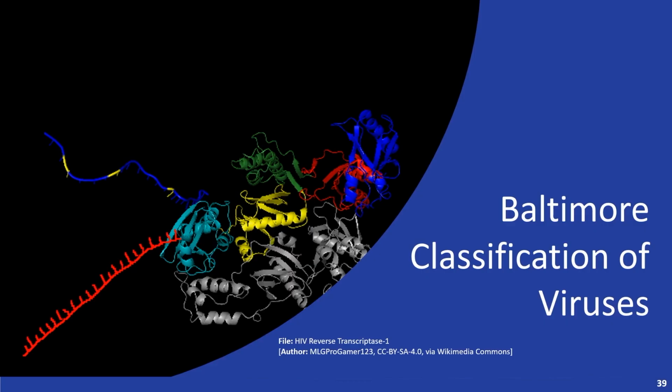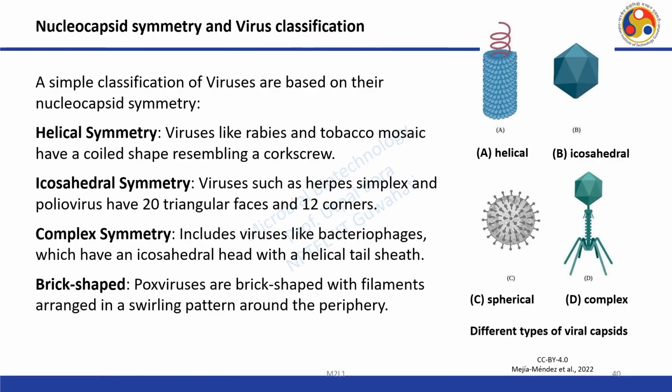Let us now discuss the classification of viruses. In this section we will be discussing at length the Baltimore classification of viruses. Before that, let us look into other kinds of classification, particularly based on nucleocapsid symmetry. So, here you can see a simple classification of viruses based on their nucleocapsid symmetry. For example, viruses can be described as helical, like rabies and tobacco mosaic.